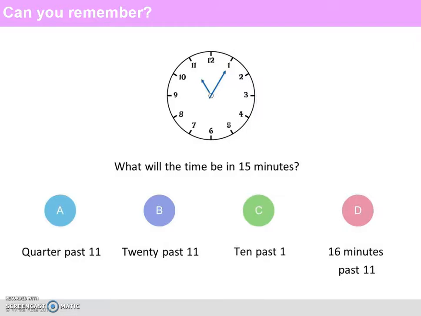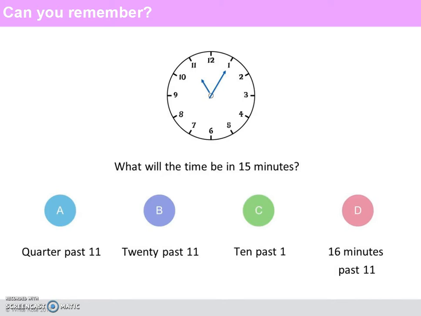So before we start on today's session, let's have a look back at our last session where we were learning to tell the time to 5 minutes. Now we can see our clock in front of us and we're being asked the question, what will be the time in 15 minutes? Will it be A, 11:15, B, 11:20, C, 1:10, or D, 16 minutes past 11?